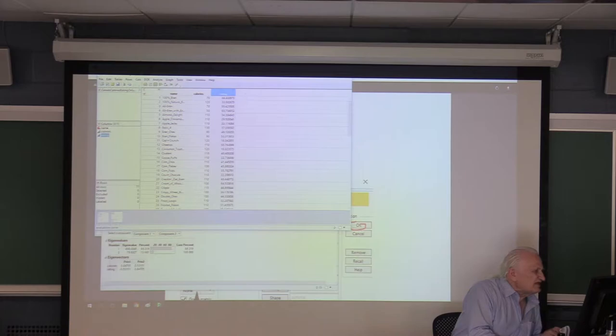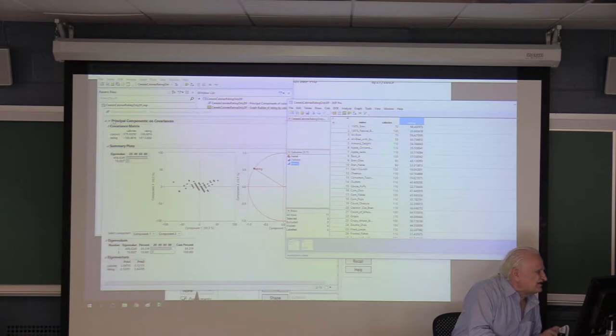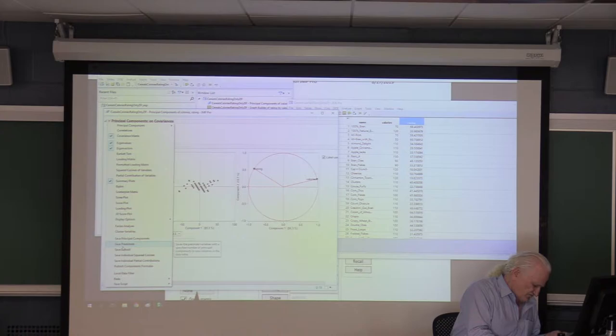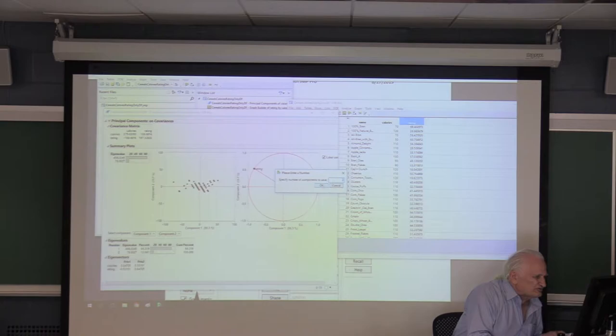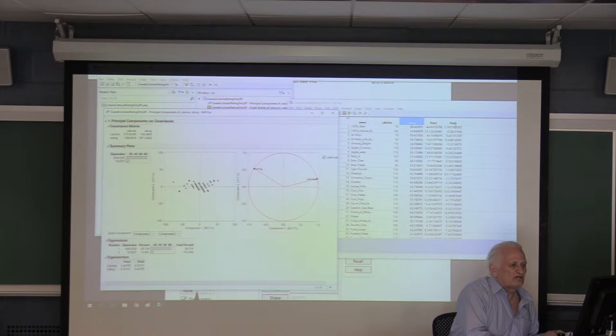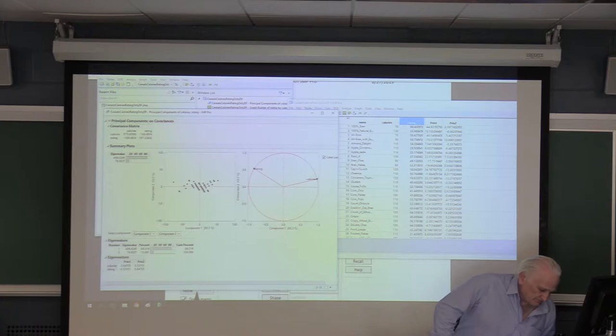This is my table. I have these three columns, and if I say principal components, I specify the number of components to be two. These are my C1 and C2, green one, green two.